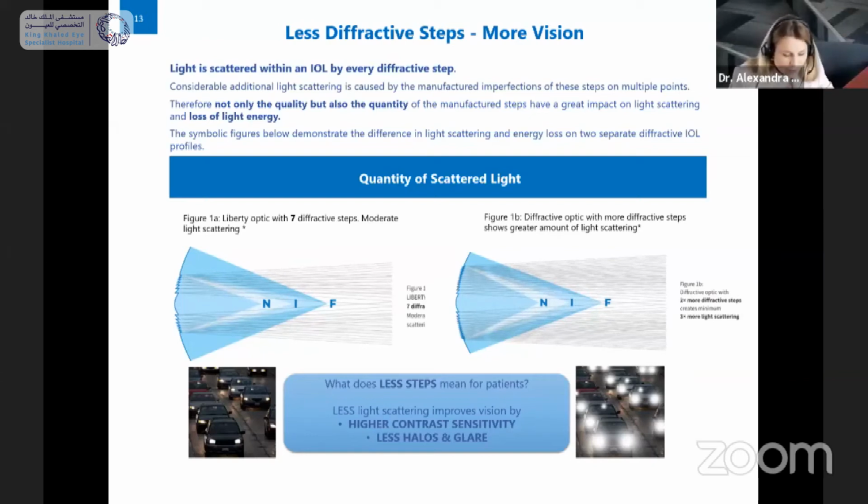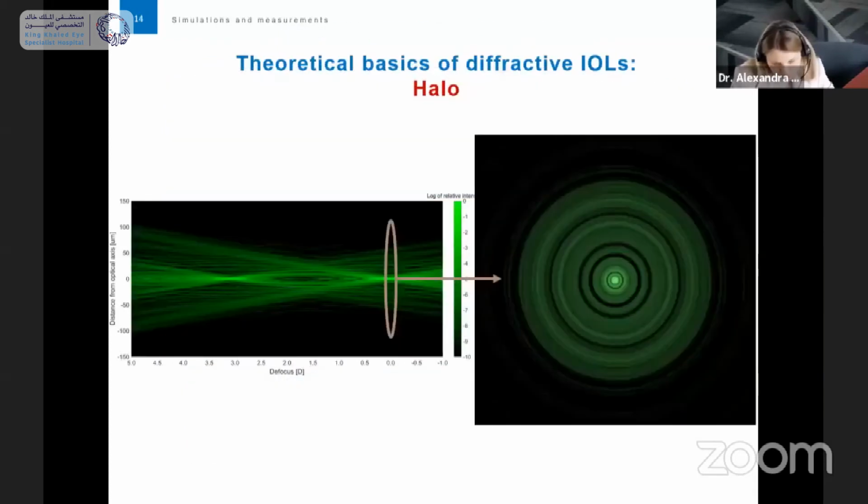And here on this schema, you can see that if you have 7 rings or 7 diffractive steps, the shadow lines represent the amount of light that is out of focus, what you are losing. And this is 14 steps or rings, and you see that the quantity of these shadow lines is 3 times more. What does it mean? This is a theory that if we have fewer steps, we can achieve less loss of light, and we can achieve higher contrast sensitivity, and of course also less dysphotopsia.